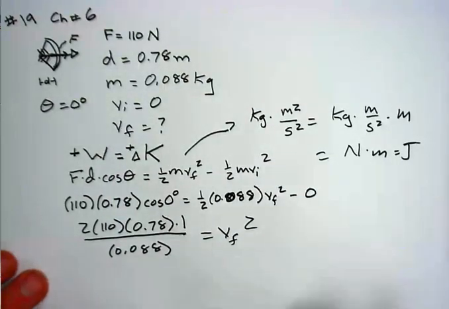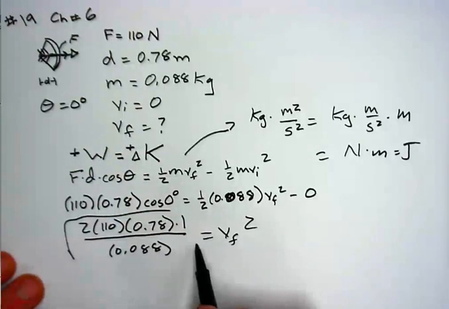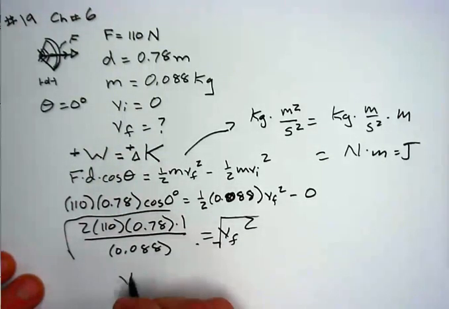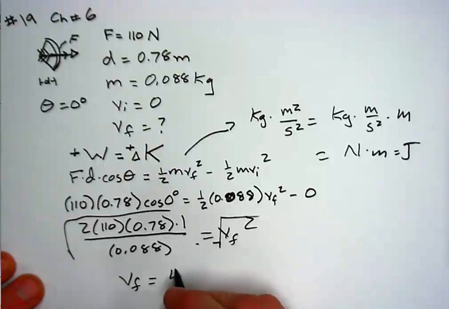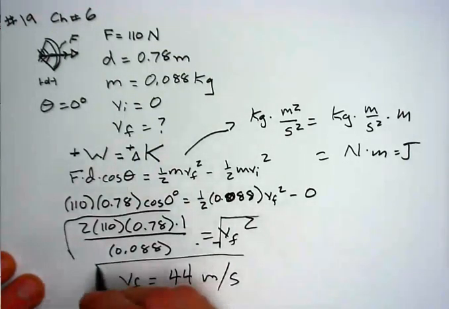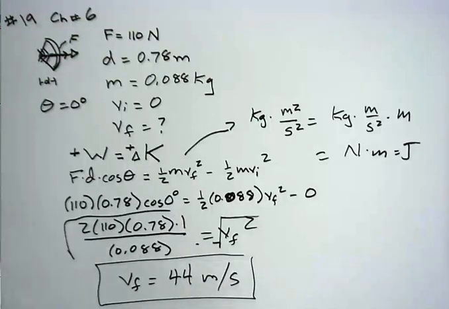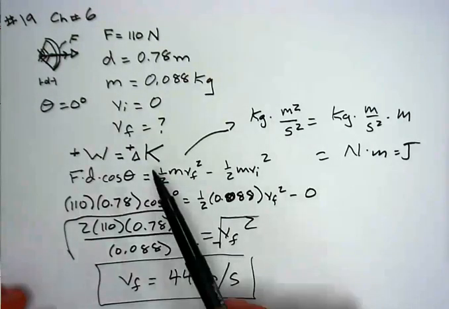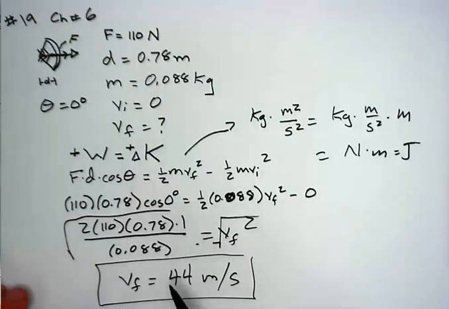Punch that into our calculator, take the square root of each side, and we get v sub f is equal to 44 meters per second. All right. So I applied the work energy theorem to find the final speed of the arrow here.